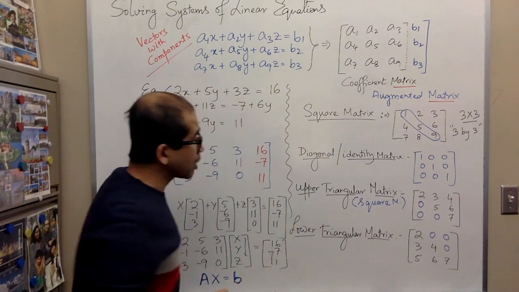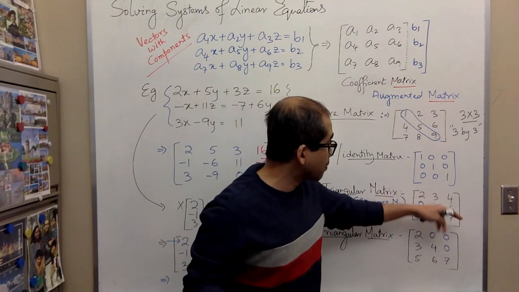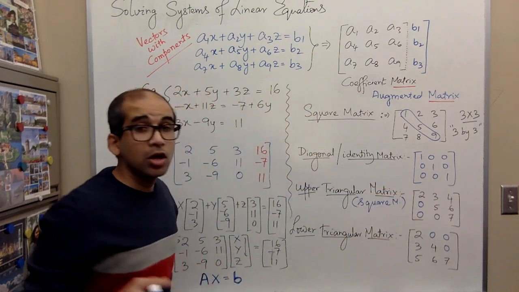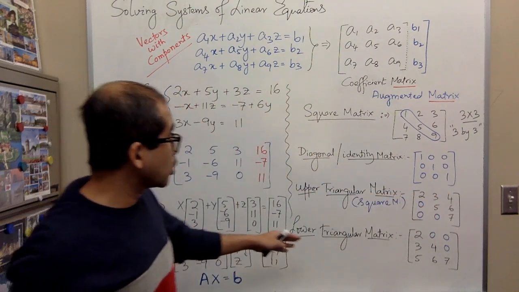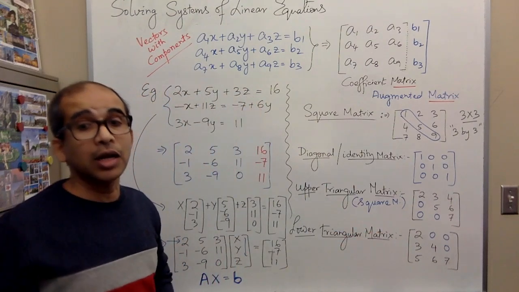Then the upper triangular matrix, which is for a square matrix: if all the elements below the principal diagonal are 0, we call it an upper triangular matrix. Similarly, the lower triangular matrix is the matrix where all the elements above the principal diagonal are 0.